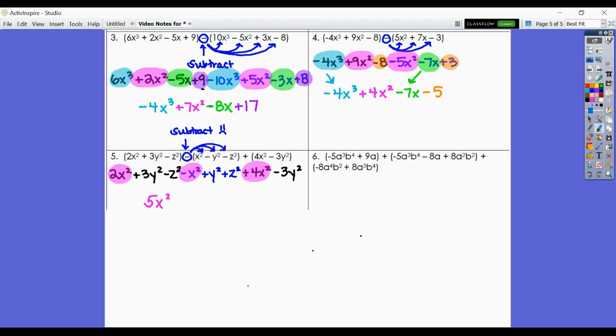I have 3y squareds. Then I add one more y squared. And then I subtract 3y squared. So 3 plus 1 is 4y squared. And subtract 3, you get 1y squared.